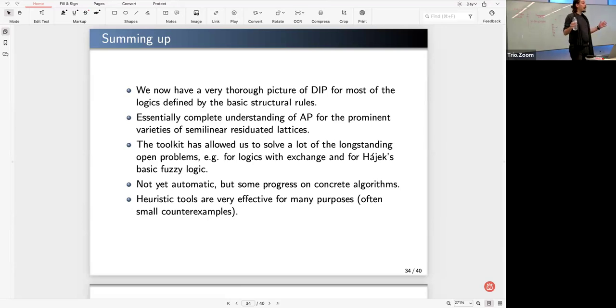It's not yet automatic. I can't give you some automated tool where you just put your logic into some computer and it tells you yes or no. But it's getting very close to this, because we have an arsenal of things we can try, and most of the problems become easy if we apply this arsenal intelligently. And in particular, these kinds of heuristic tools for finding small counterexamples are very powerful. And we can get a very deep catalog from this.